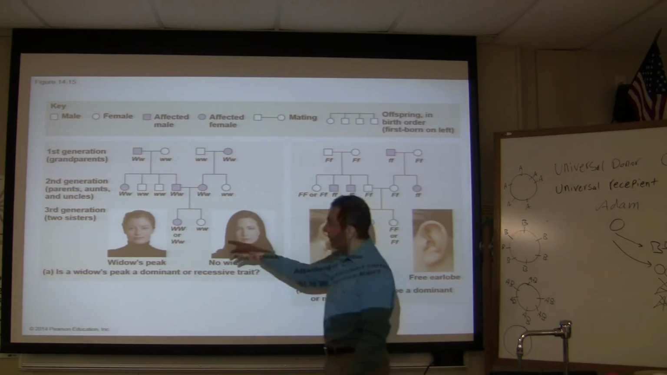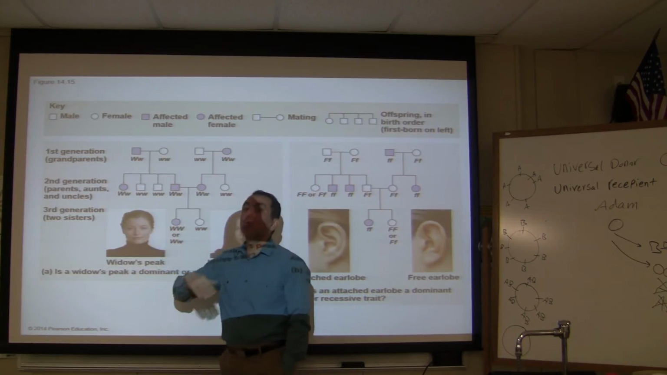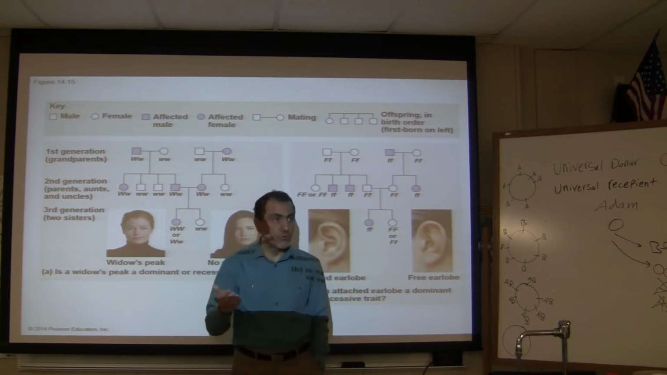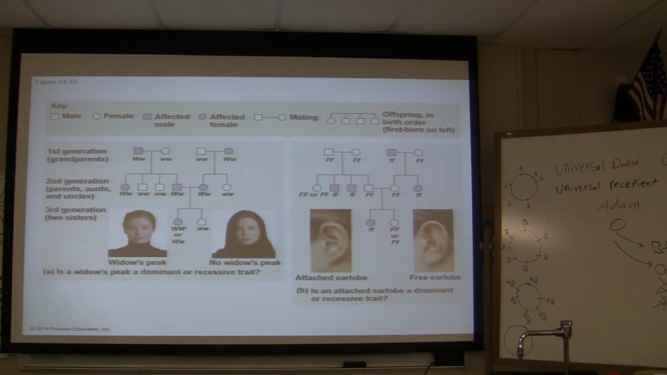And also your widow's peak, that peak, you guys see that? That also follows Mendelian rules. Some people have it, some people don't. It depends on the gene that you have. It's dominant, recessive, and so on and so forth. The widow's peak is dominant in here, and no widow's peak is recessive. Attached earlobe is recessive, and of course, not attached earlobe is dominant.